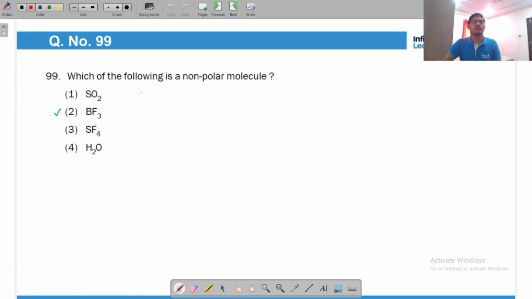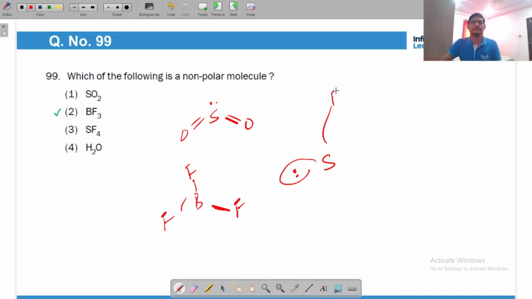Which of the following is a known polar molecule? You can find out the dipole moment. SO2 does have a dipole moment because it is an unsymmetrical molecule. PF3 has regular geometry. Bond dipoles are cancelled out, leading to zero overall dipole moment. SF4, you can find out the shape, right? It has a dipole moment. Water, of course, is a highly polar molecule, so the only correct answer is BF3.